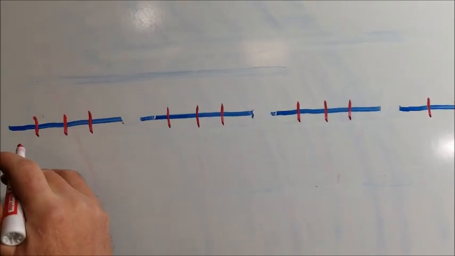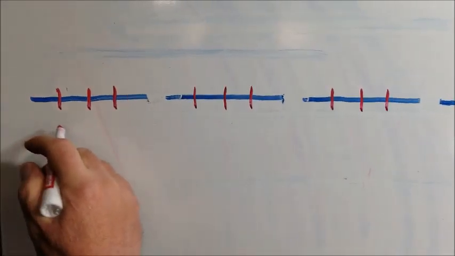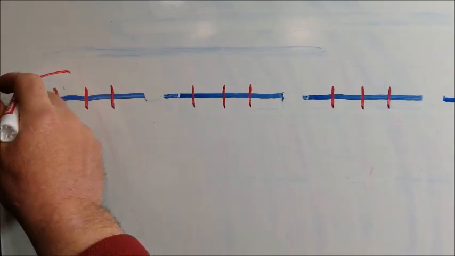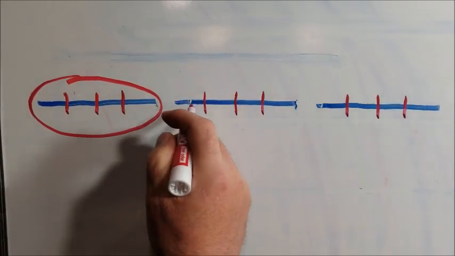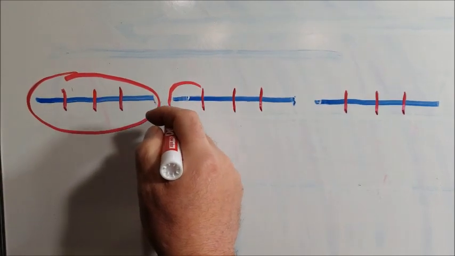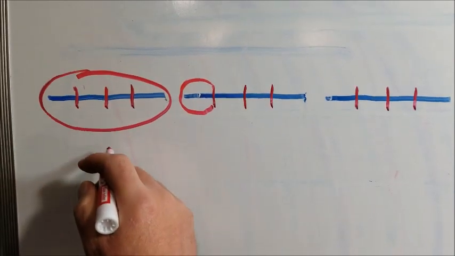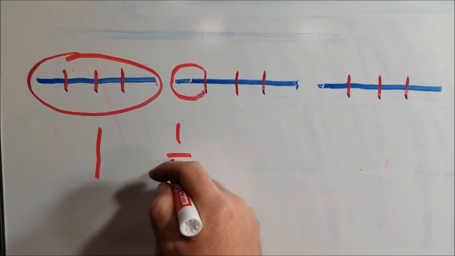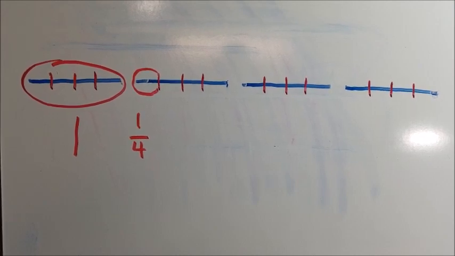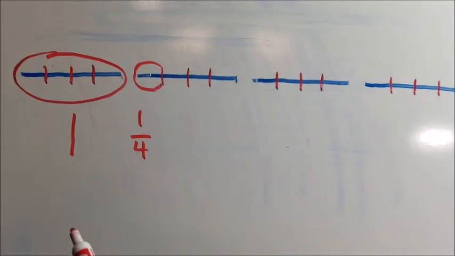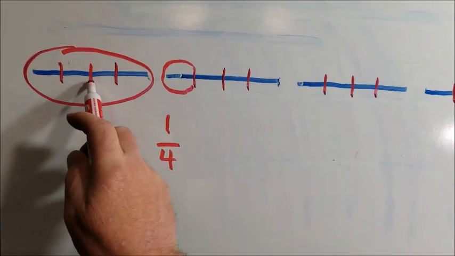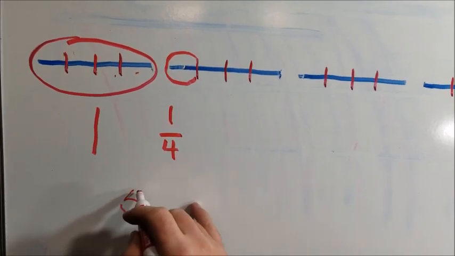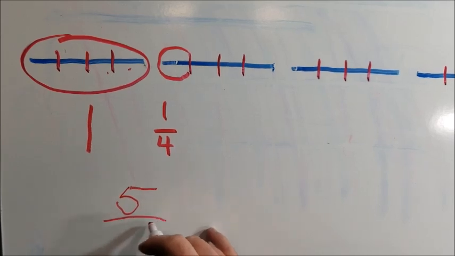So if I have this whole line here, and I take that whole line and I eat it, and I eat just this one piece right here, 1/4, I've eaten 1/4. Another way to look at that, boys and girls, would be simply to count the number of fourths that I had eaten. 1, 2, 3, 4, 5. And we could write that as 5 fourths.